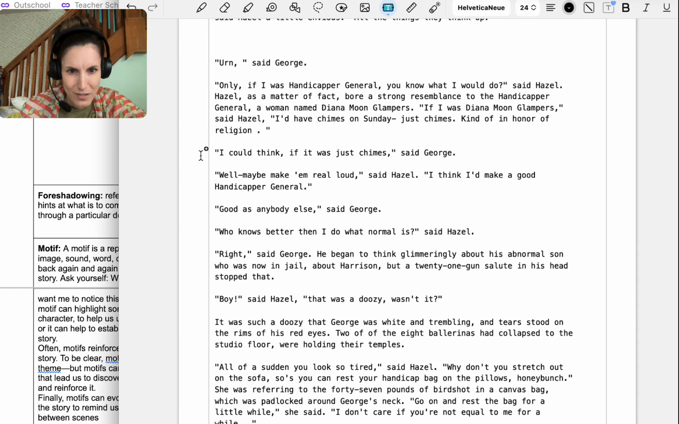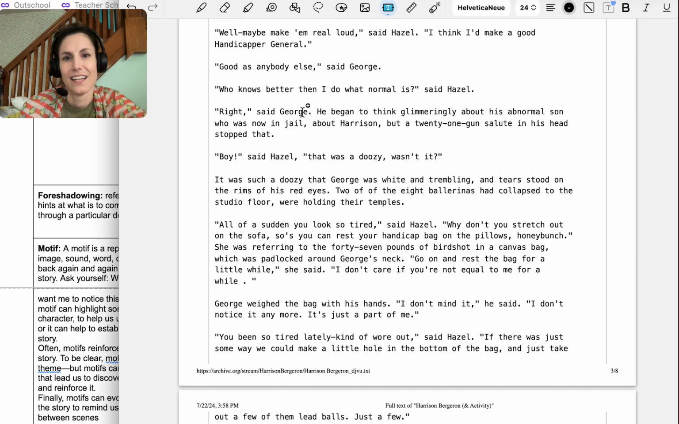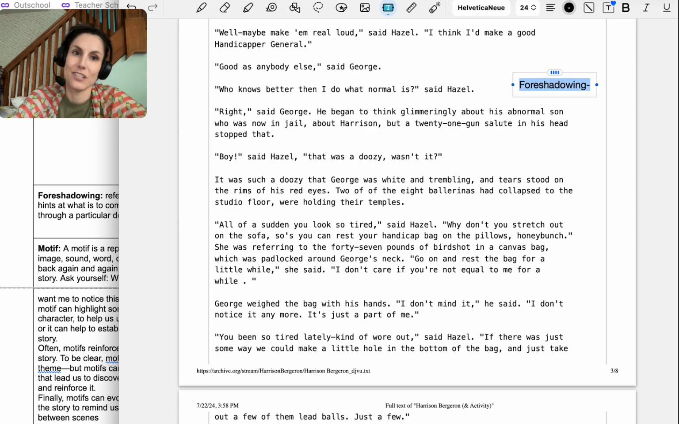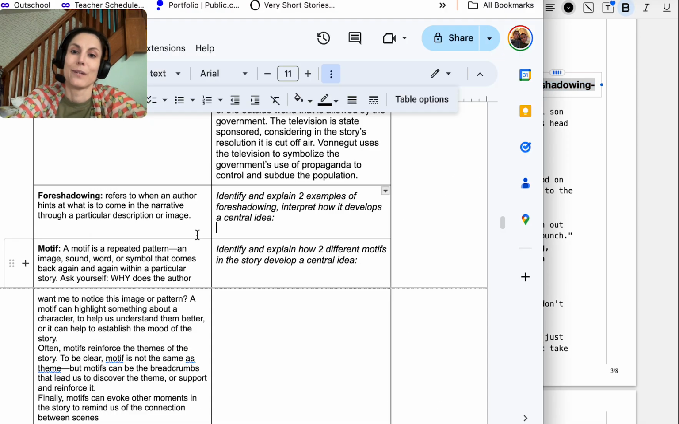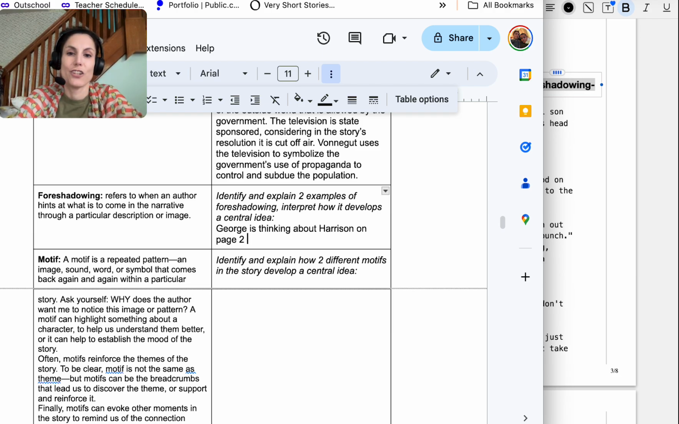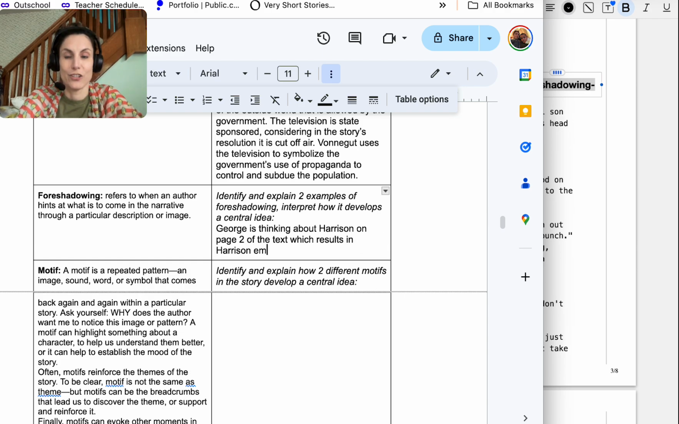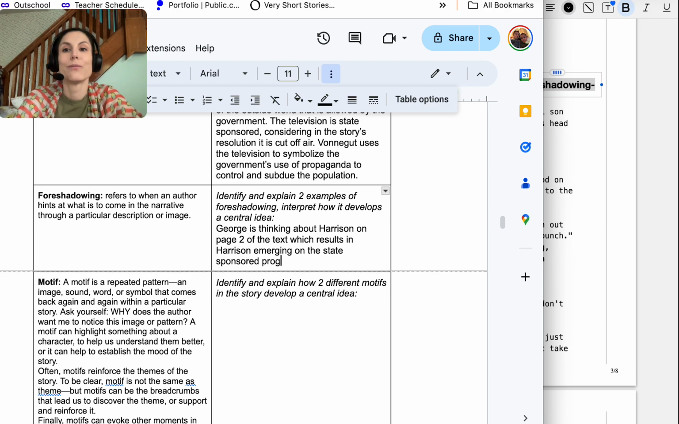once he starts to think about his son, here, he began to think glimmering about his abnormal son, who is now in jail. We could say this is foreshadowing, because then, bam, Harrison shows up on the television. So we could say George is thinking about Harrison on page 2 of the text, which results in Harrison emerging on the state-sponsored program the couple is watching.